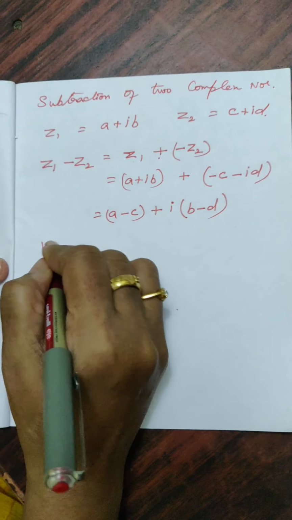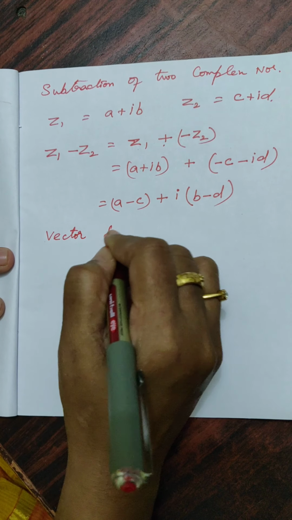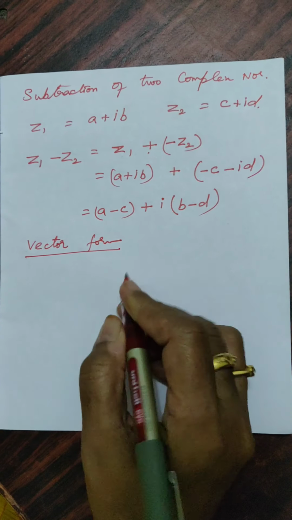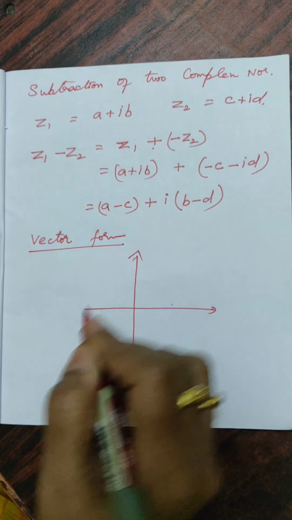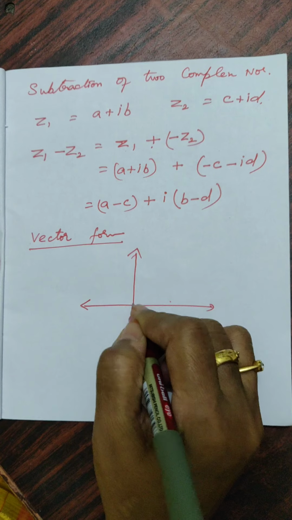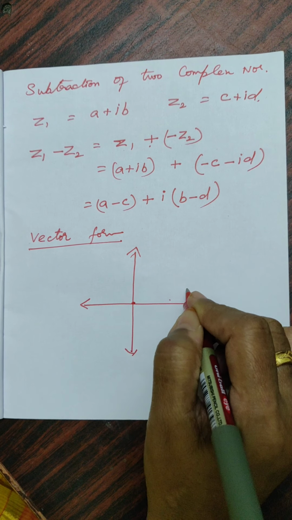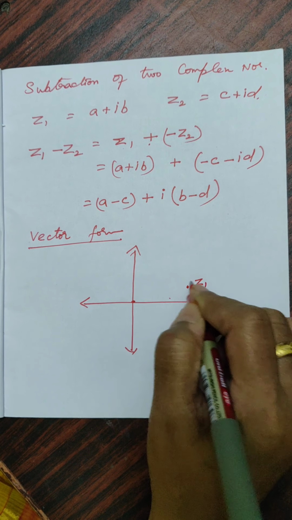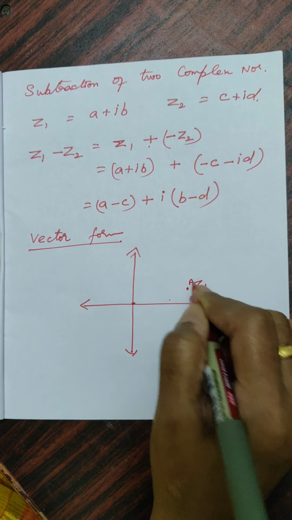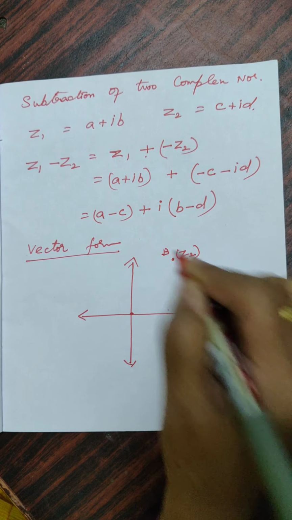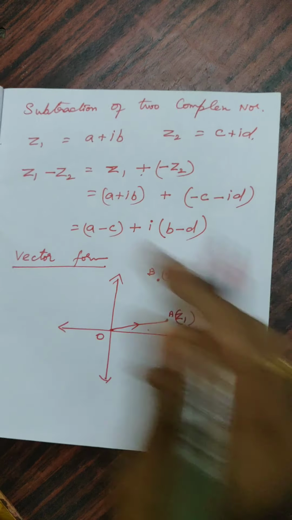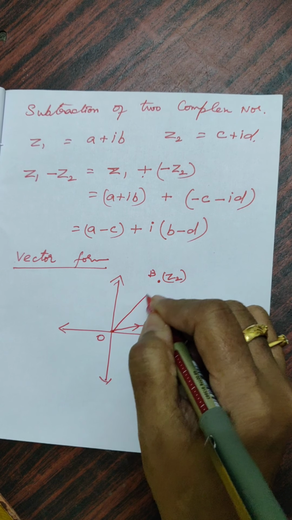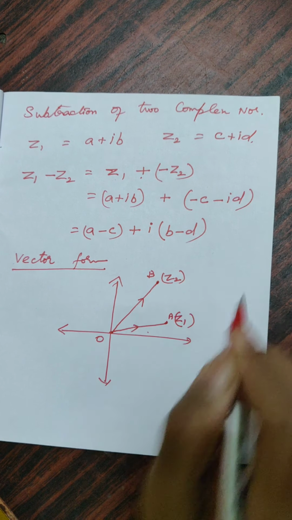Now the vectorical form. How to represent this in vector form? Let us take the complex number Z1 is here. Let us consider this as A of Z1, and Z2 is here. I am taking this as B of Z2. So this is the OA vector, which represents the first point, and this is the OB vector, which represents the second point.